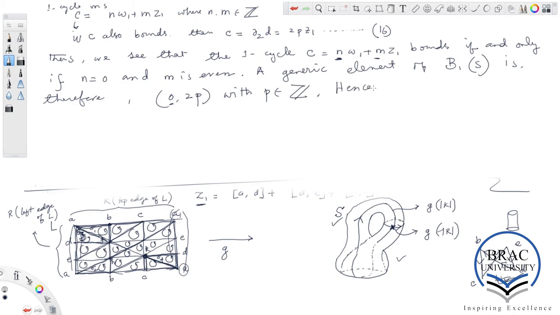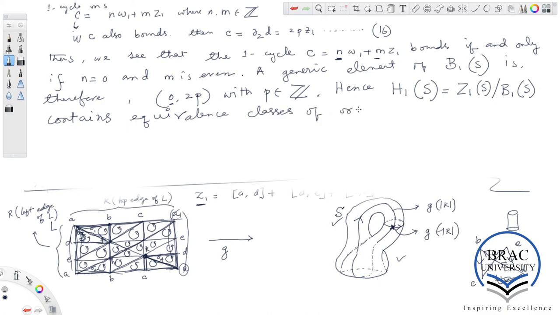Hence, the first homology group of the complex S, which is a group of one cycles modded out by the group of one boundaries, contains equivalence classes, because it's a quotient group, so it is the space of cosets, right? It contains equivalence classes of ordered pairs of integers under the following equivalence relation, right?